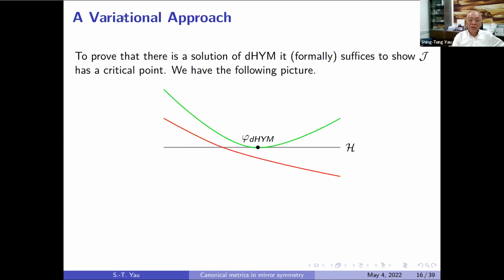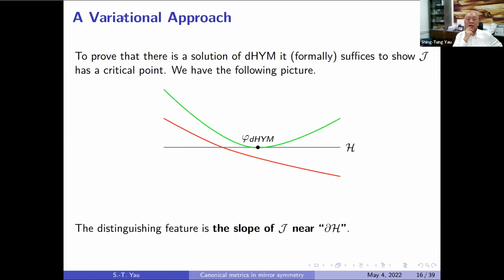Well, it may happen that the functional will go down like this, and then you will not find the critical point. If this critical point does not exist, that means the existence of deformed Hermitian-Yang-Mills is in problem. So the important feature is the slope of this functional near the infinity boundary of H. If at the boundary of H the slope is good, like the green line, it will force you to have a minimum, which would be great. Based on this, we would like to see some kind of GIT appear, except in infinite dimensional space.